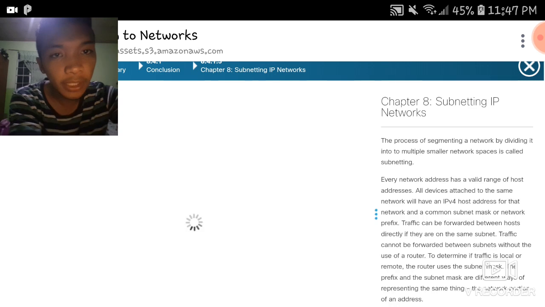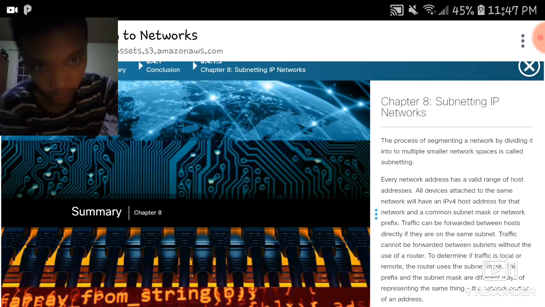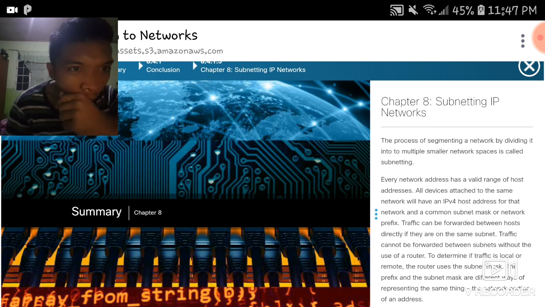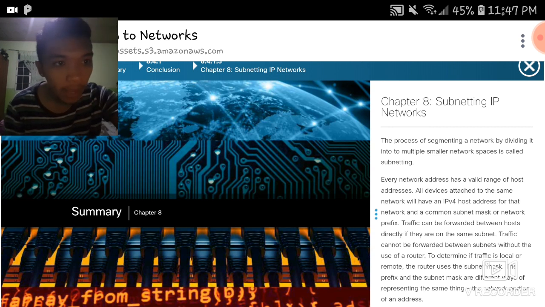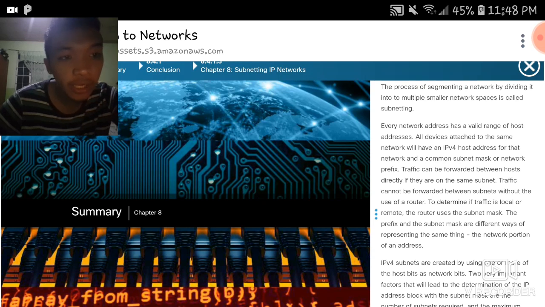So for the whole summary of chapter 8, this chapter is entitled Subnetting IP Networks. Every network address has a valid range of host addresses. All devices attached to the same network will have an IPv4 host address for that network and a common subnet mask or network prefix. Traffic can be forwarded between hosts directly if they are on the same subnet. Traffic cannot be forwarded between subnets without a router. The router uses the subnet mask.